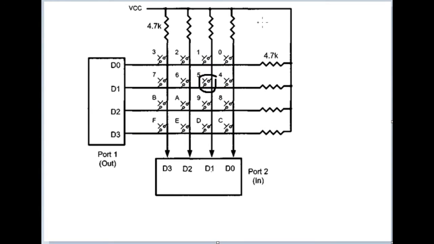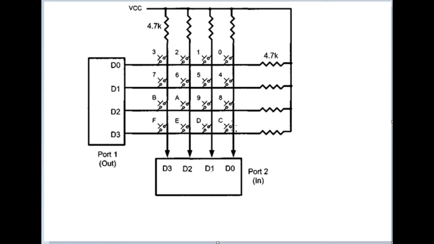We know that these are columns and these are rows. This is column 1, column 2, column 3 and column 4. This is row 1, row 2, row 3, row 4. Then this particular switch will be column 1, row 1. And this one will be row 1, column 2, and like this we can determine a matrix by these rows and columns. So by using this, let us find which button is pressed.